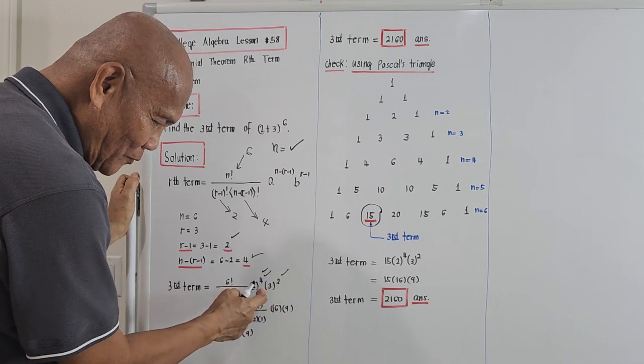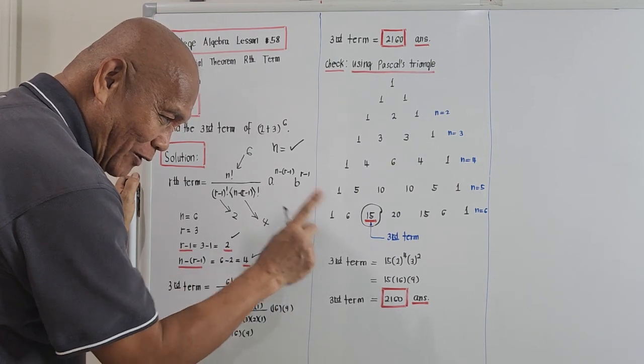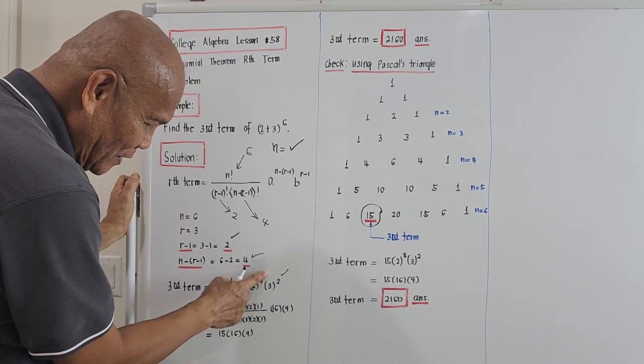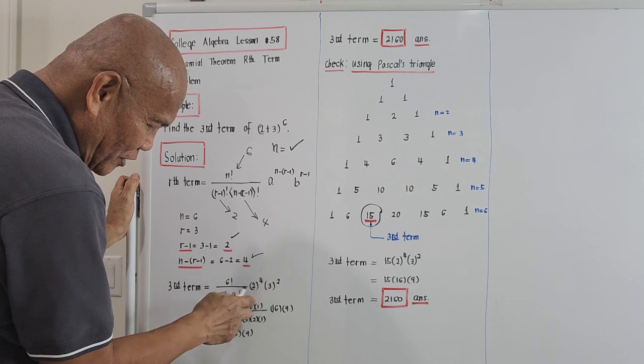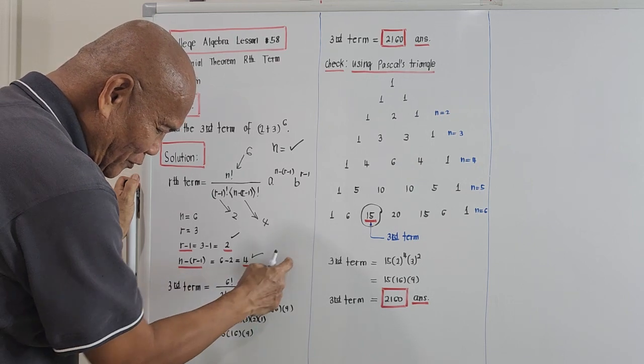Because the sum of the exponents of the first and second terms at any moment will be equal to n, and 4 plus 2 is equal to 6. So this is correct. The exponent of 2 will be 4, and the exponent of 3 will be 2.